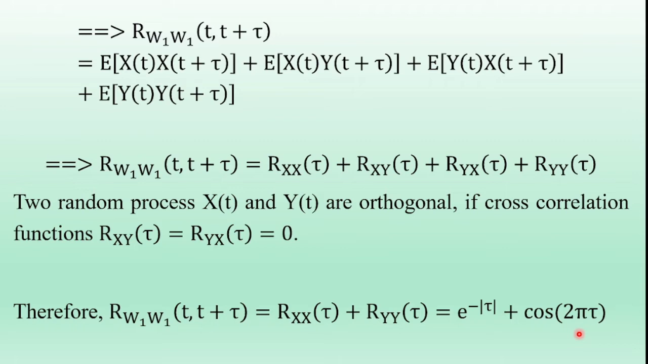Now here w1 of t is defined as the sum of two random processes, that is x of t plus y of t.